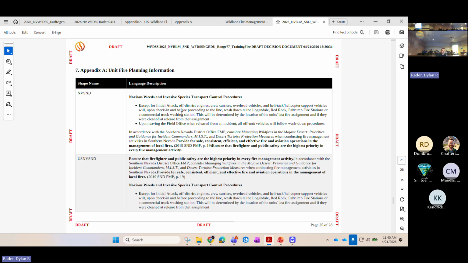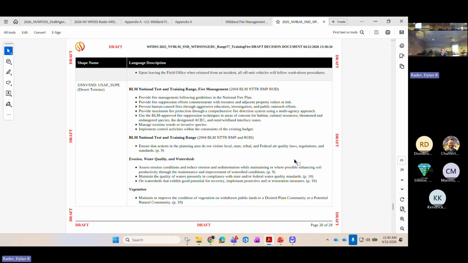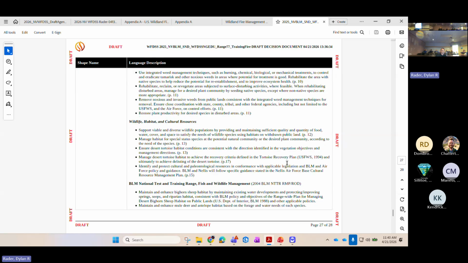All the unit fire planning information. So all of this information is imported in from Spatial Fire Planning Service. So all the language and everything can be edited in Spatial Fire Planning Service by Kate at any time during the year. So if you're going through here and you see some stuff that's outdated, we can get that updated in Spatial Fire Planning Service. But obviously, that clipped out a lot of desert tortoise information. You can see a lot of that information gets populated in the decision, right?